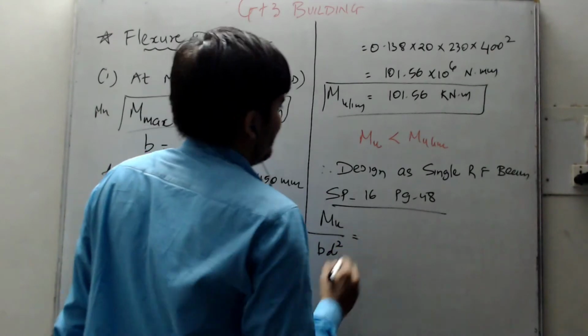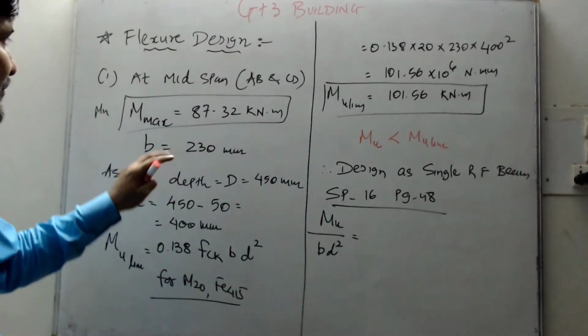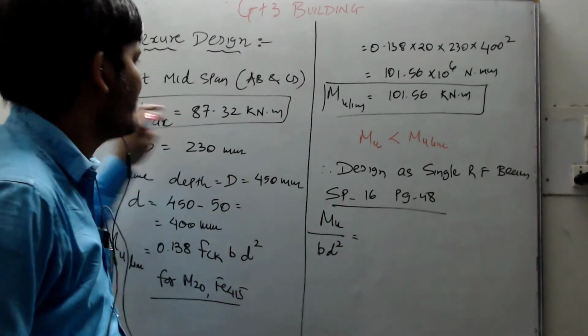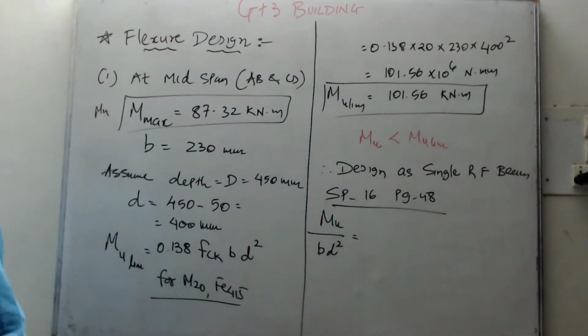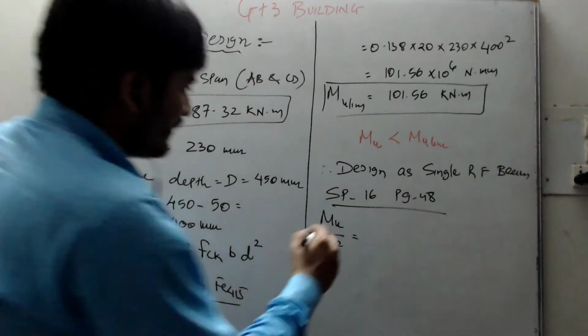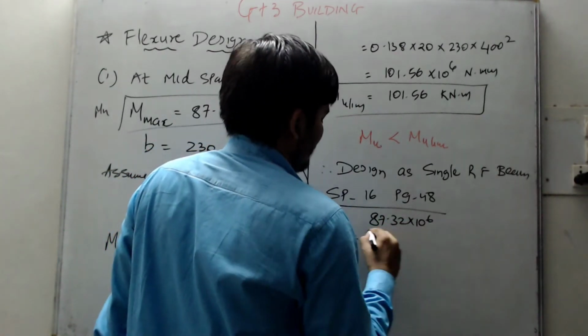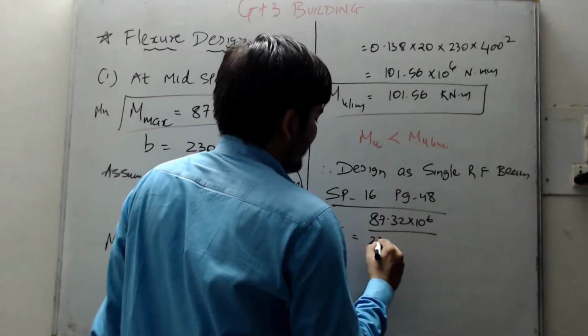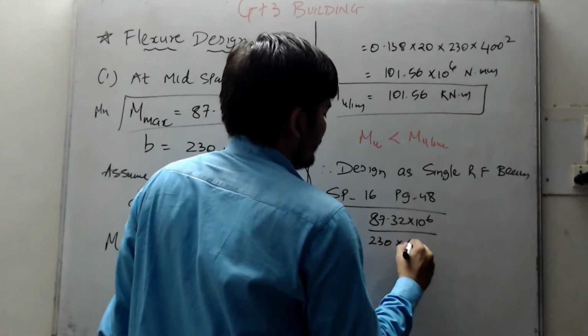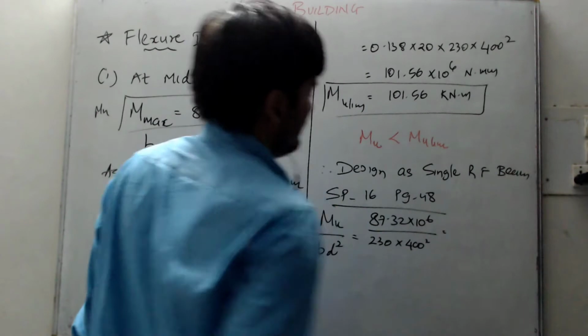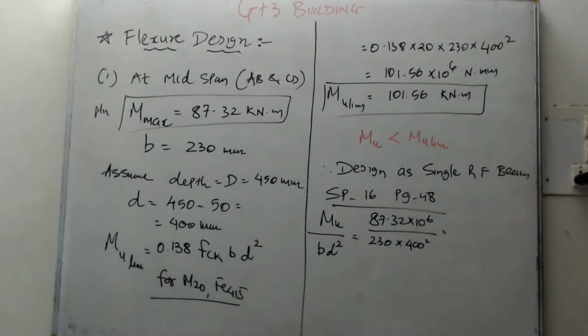Which value of Mu are we supposed to take? Whether we need to take this Mu or Mu limiting? For that, we are supposed to take the minimum value, that is 87.32. So 87.32 into 10 raised to 6 divided by b is 230, d is 400 square. So we got this ratio as 2.37.